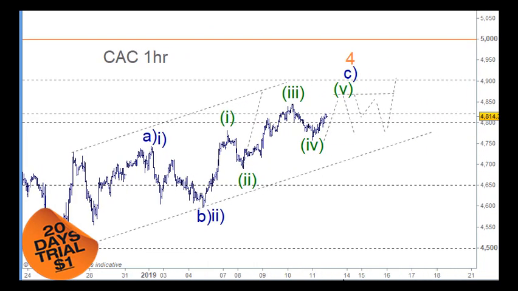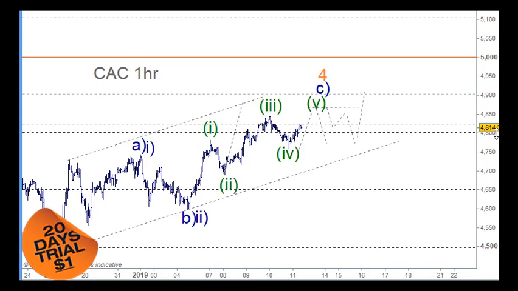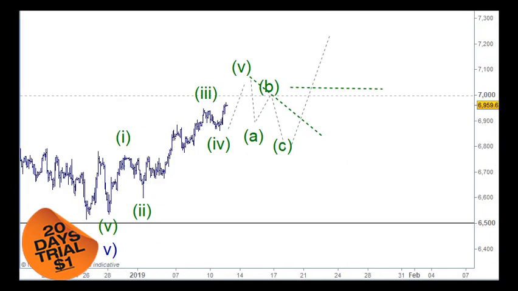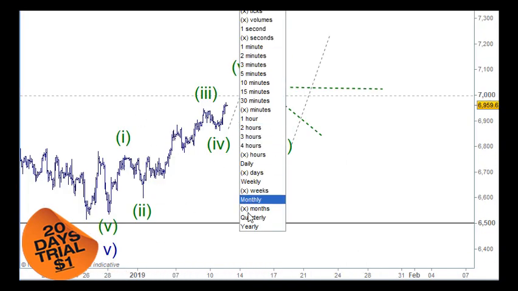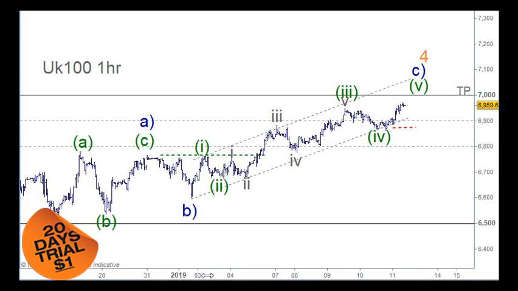But we're also going to get really strong resistance at 5,000 for this market. 8's always a profit-taking number, so we can expect a correction there. And of course, this feeds back into the FTSE as well. With the FTSE, this is an alternative count, so I'll just go to my 1 hour chart. Same thing off the low here.